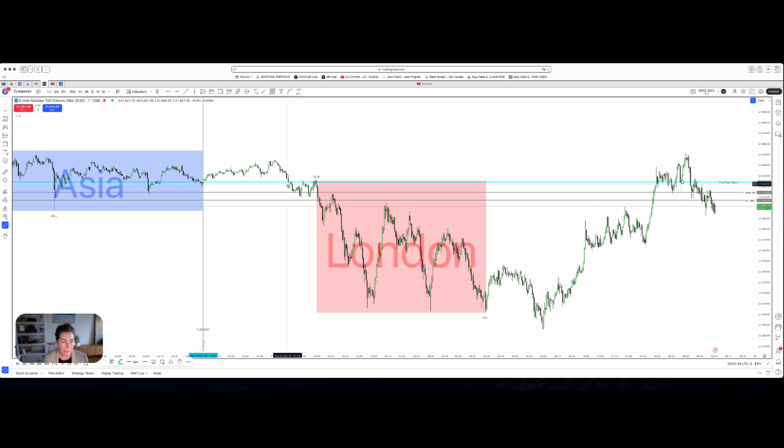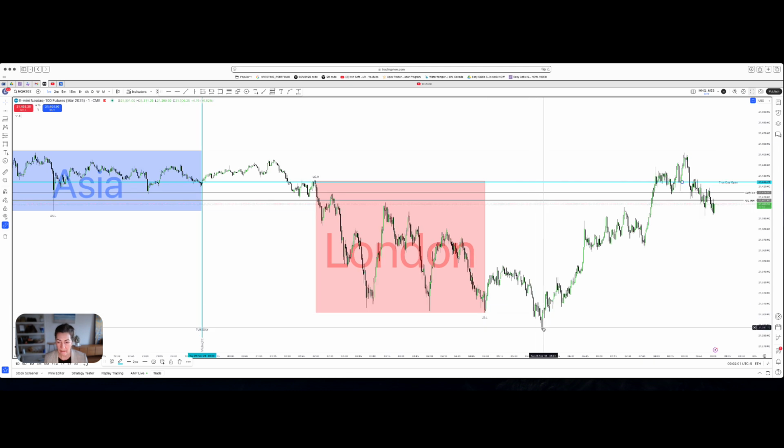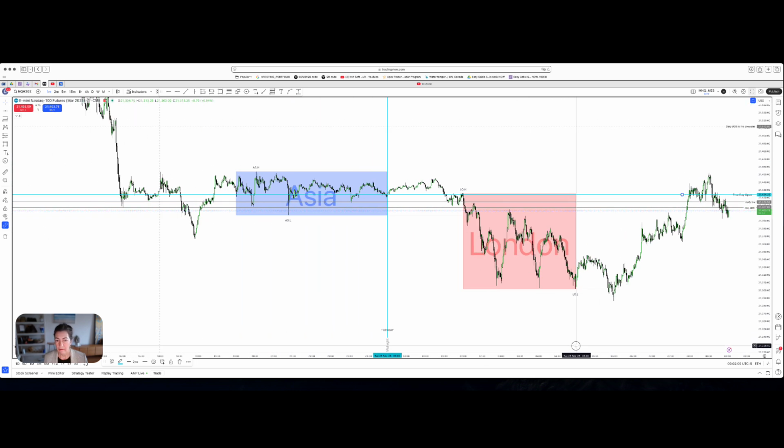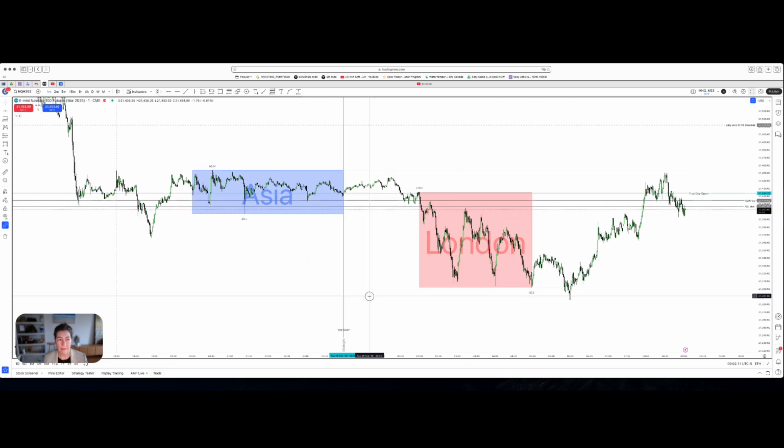So we were above midnight for a little while. Then London came all the way down. We had 3 touches for London, and then we've swept London and we've come back up and above midnight, and then we're just dropping down through midnight. And this is on the 1 minute.